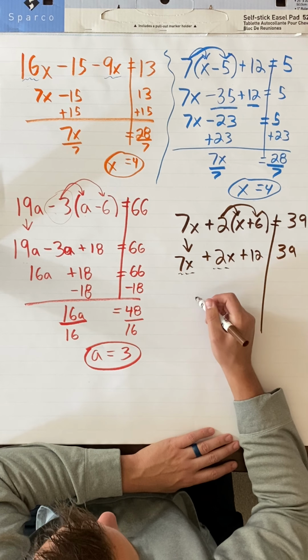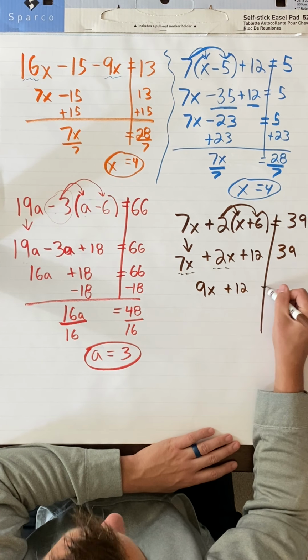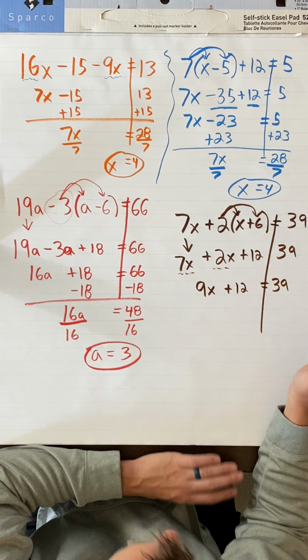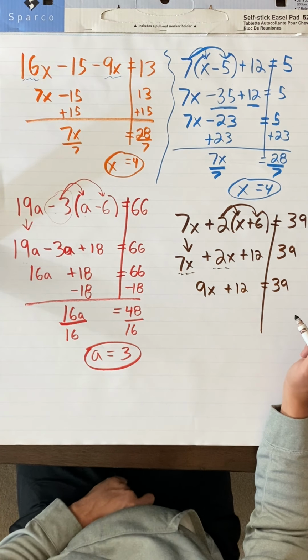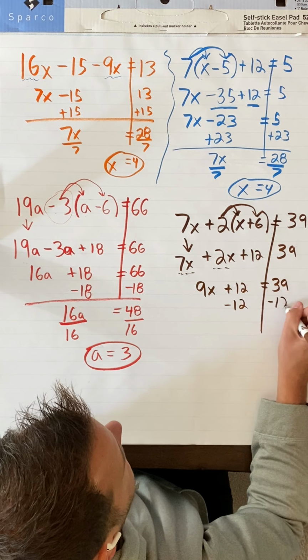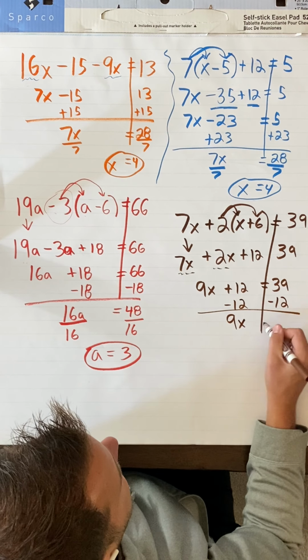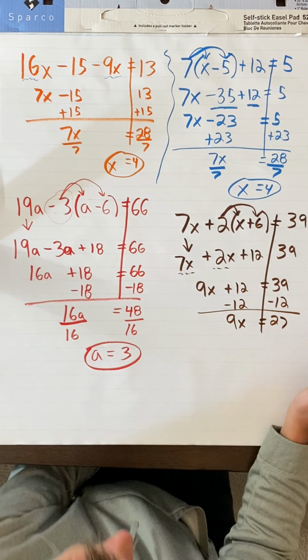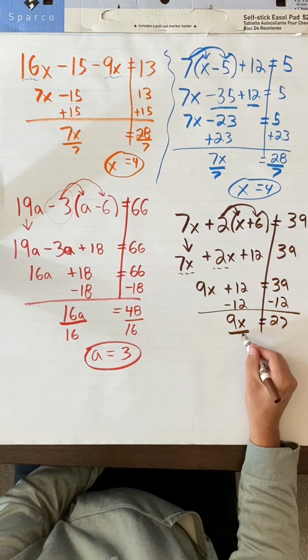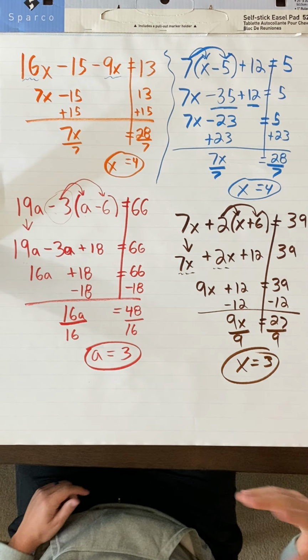Like terms, 7x plus 2x is 9x. 9x plus 12 equals 39. Subtract 12 from each side. We get 9x equals 27. Divide each side by 9. X equals 3. And look at that. We got 4 for both our answers up top in the orange and blue, and the red and brown. Both of them are 3.